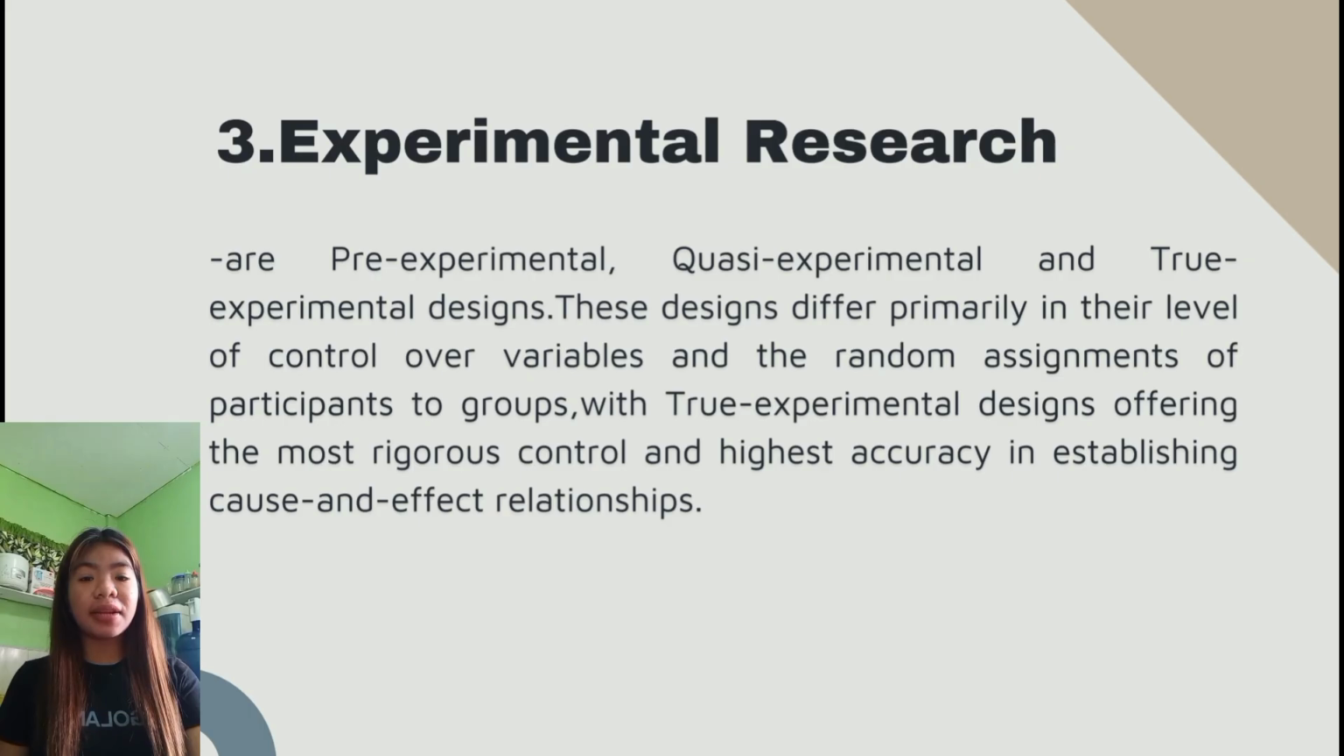Third, experimental research: pre-experimental, quasi-experimental, and true experimental designs. These designs differ primarily in their level of control over variables and the random assignment of participants to groups, with true experimental designs offering the most rigorous control and highest accuracy in establishing cause and effect relationships.